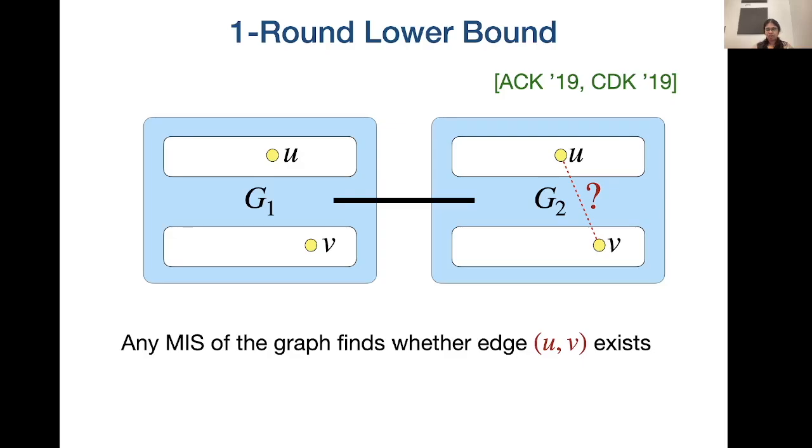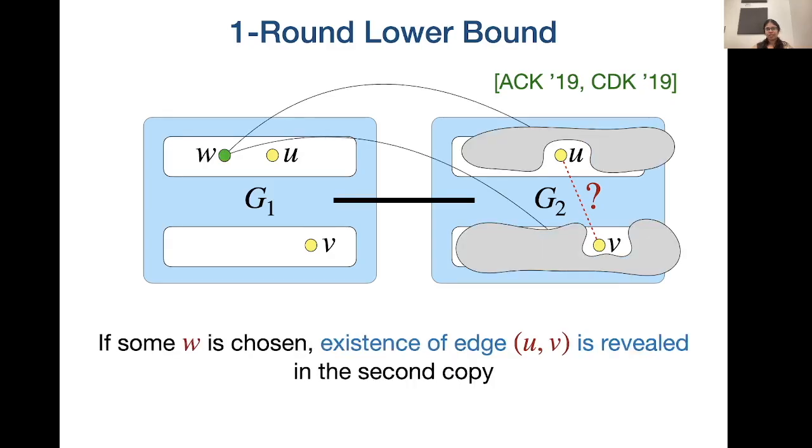Any MIS in a graph constructed like this is going to reveal the existence of edge UV. This is because if, let's say, some vertex W was chosen to be in the MIS from the left, this means all the gray shaded portion on the right cannot be in the MIS and only U and V are left. So, if both U and V belong to the MIS, it means that the edge UV doesn't exist, and if only one of U or V is present, the edge UV exists. And this way, using the MIS, the existence of edge UV can be revealed.